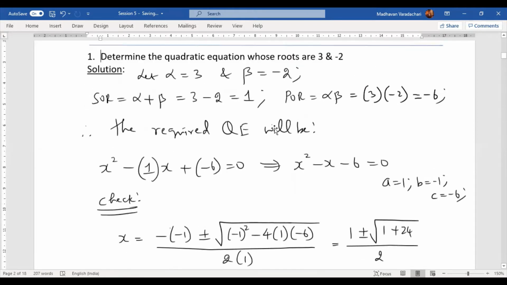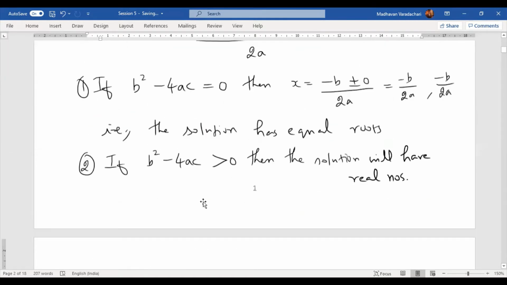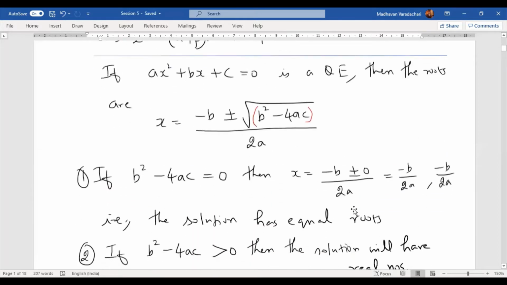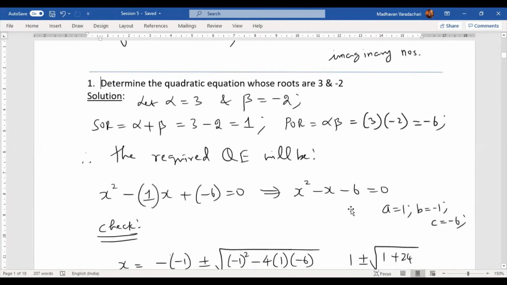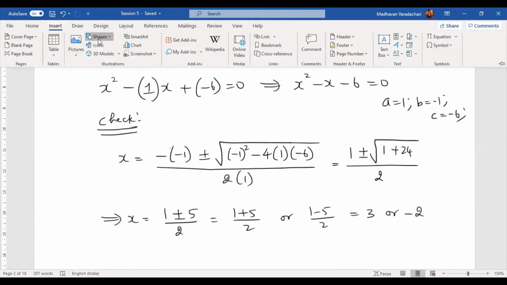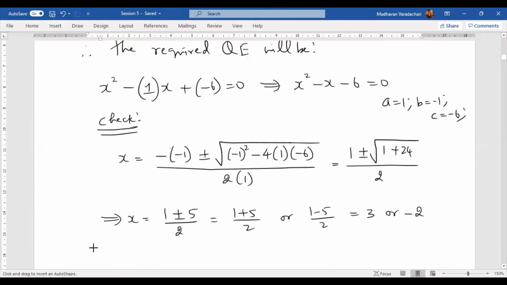Means if the roots are known, we can very well find out the required quadratic equation. What the quadratic equation should be can be found by applying this style: x square minus the sum of the roots times x plus the product of the roots is equated to 0. Right? So that is the verification for whatever we did. Now let us move on to the next question.